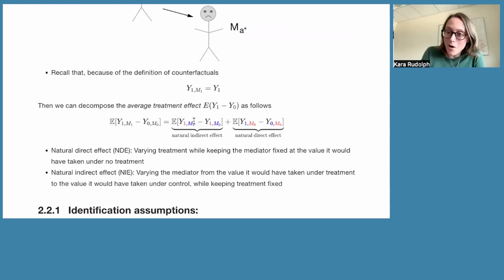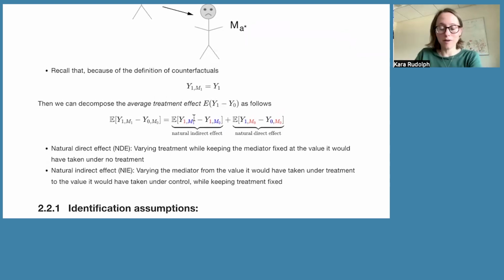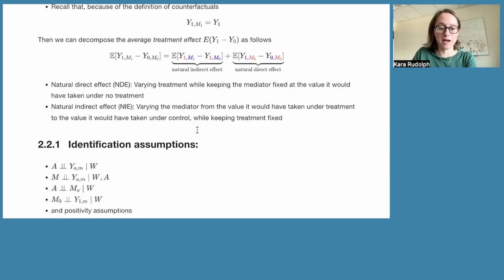Again, these are counterfactuals. And so we again have to think about, okay, we might want this causal interpretation, but we don't have these counterfactual variables. We only have our observed variables. So what assumptions do we need to make to interpret the quantity that we can estimate as causal, as these natural direct and indirect effects?